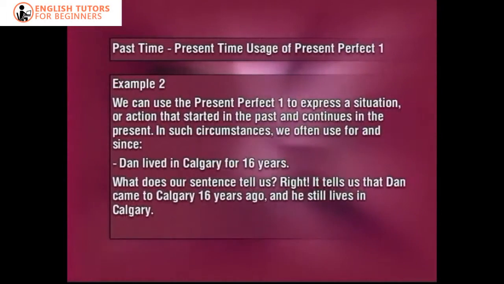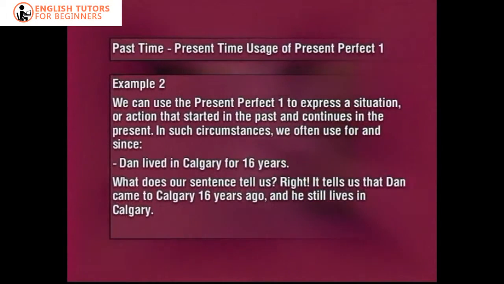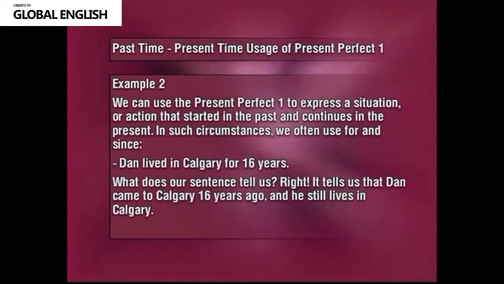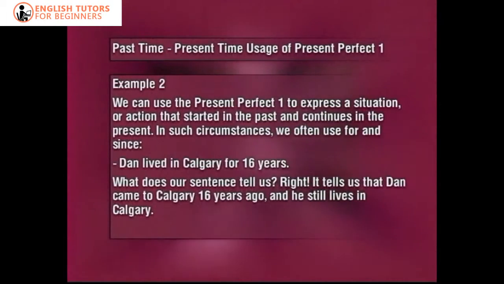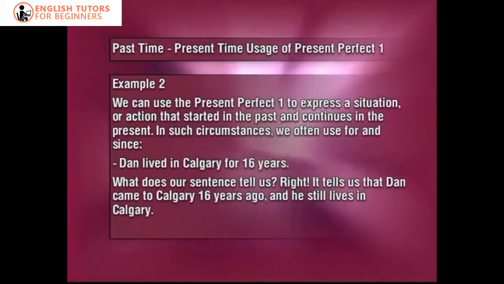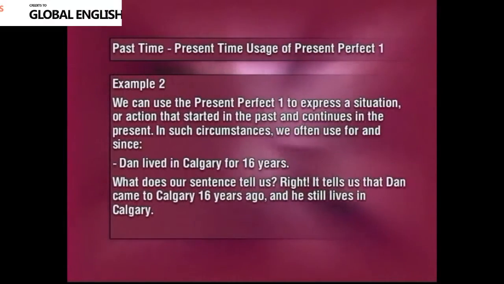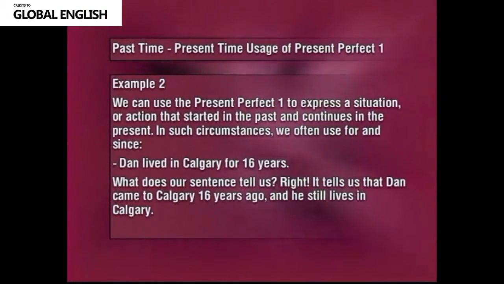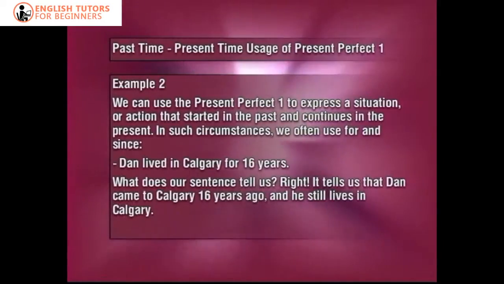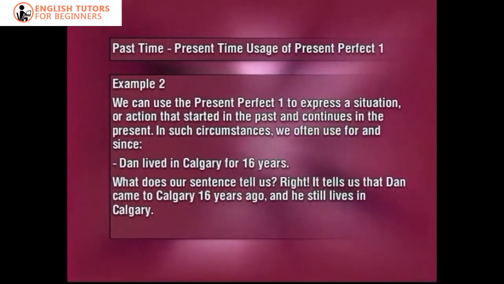Past time, present time usage of present perfect one. Example 2. We can use the present perfect one to express a situation or action that started in the past and continues in the present. In such circumstances, we often use for and since. Dan has lived in Calgary for 16 years. What does our sentence tell us? Right. It tells us that Dan came to Calgary 16 years ago and he still lives in Calgary.